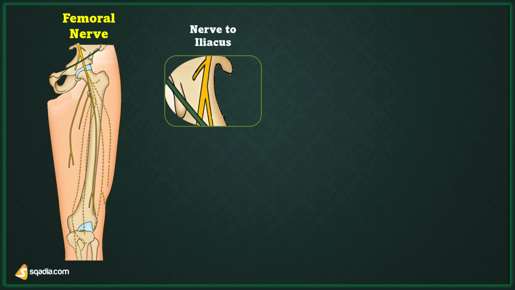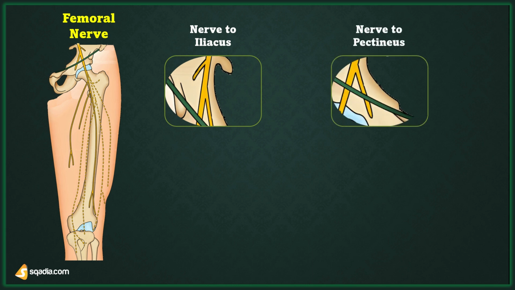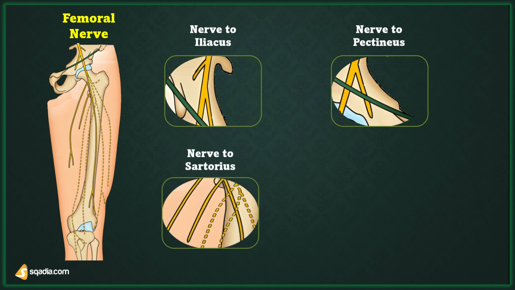These nerves are to iliacus, which lies in the iliac fossa. The second nerve arises from the femoral trunk in the femoral triangle. This nerve innervates the pectineus, just below the inguinal ligament. A branch innervates the sartorius from the anterior division of the femoral nerve.